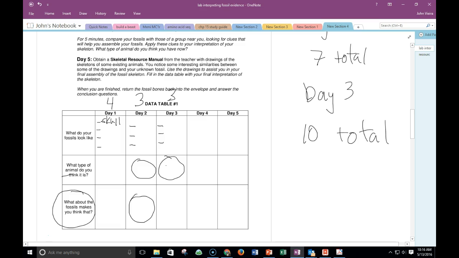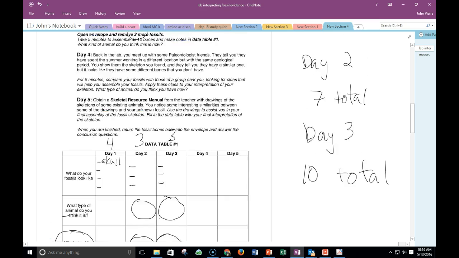You're going to explain what those 3 new bones you think they are. What type of animal do you think it is? You may stick with the same one. You may change your opinion based on the new evidence. You're always trying to rearrange the bones into the formation that you think they go in. And always, right, explain why you think that is.